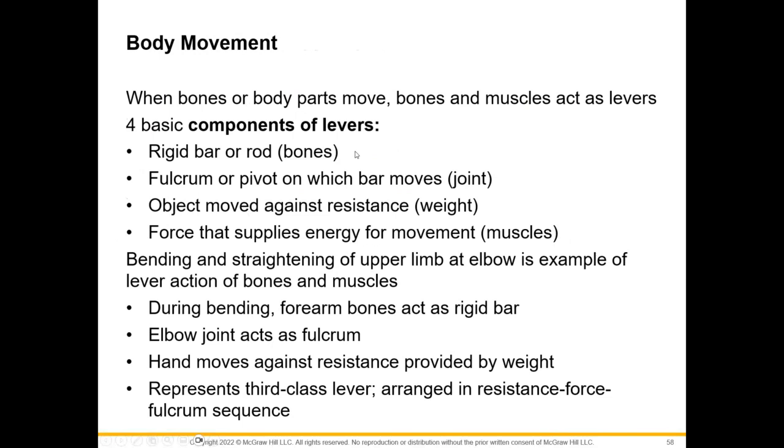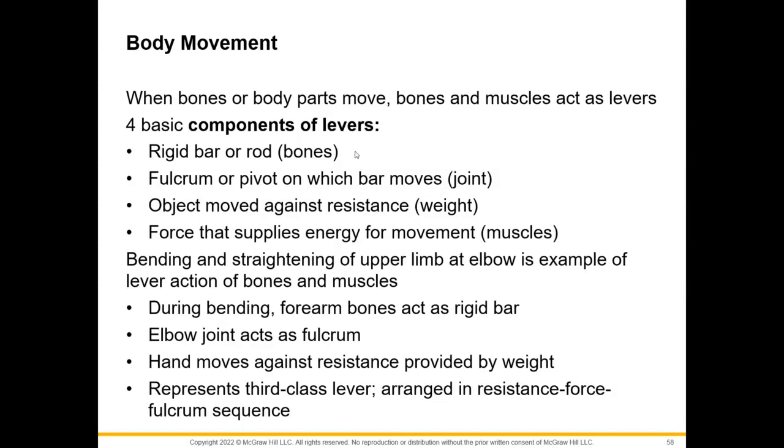So when the bones or the body parts move, bones and muscles will act as levers. And there's four basic components of levers. You have the rigid bar or the rod, and that's basically the bone. You have a fulcrum or the pivot point on which the bar moves, that's your joint. The object moved against resistance, that's the weight. And then the force that supplies the energy for movement is the muscle. So that's the four parts of the lever system.